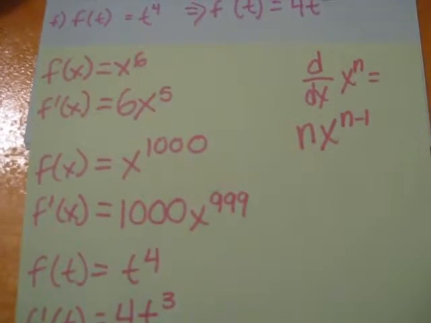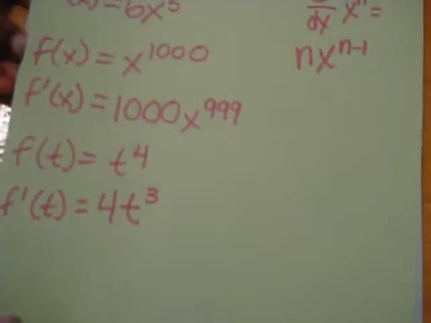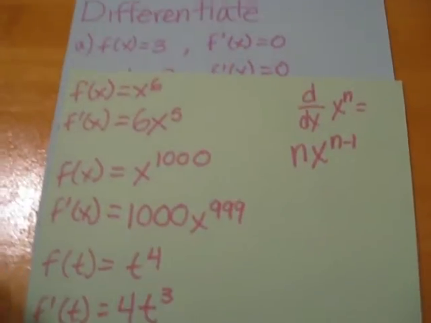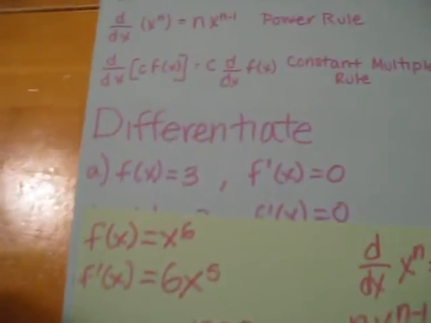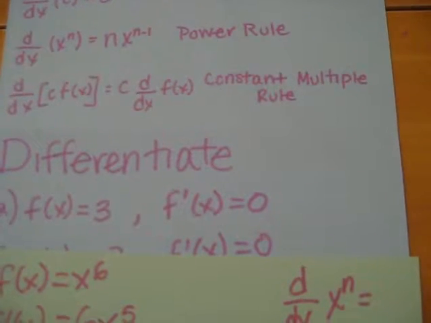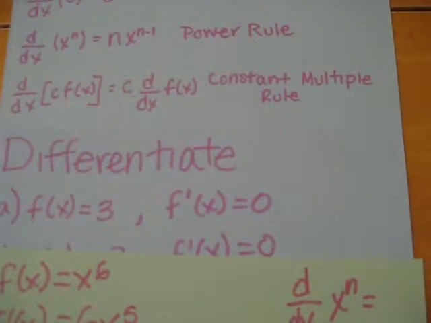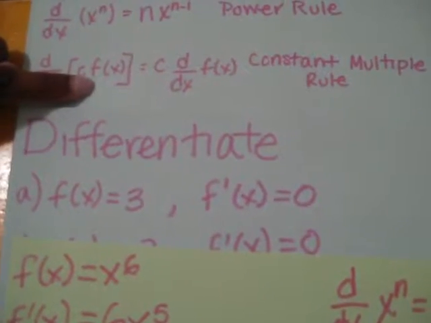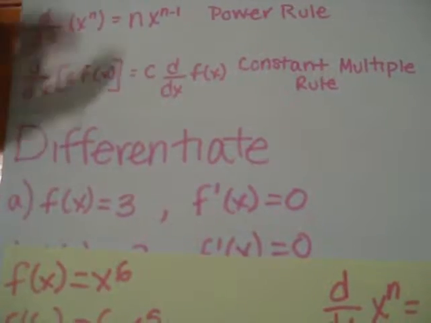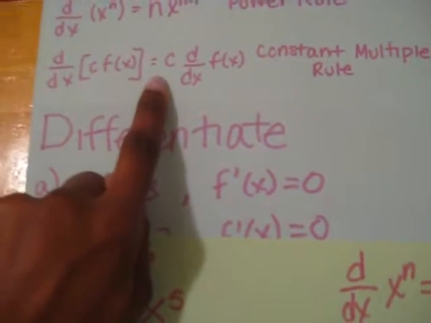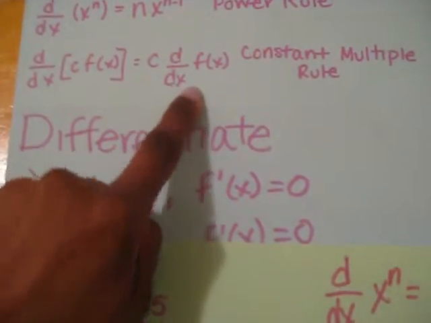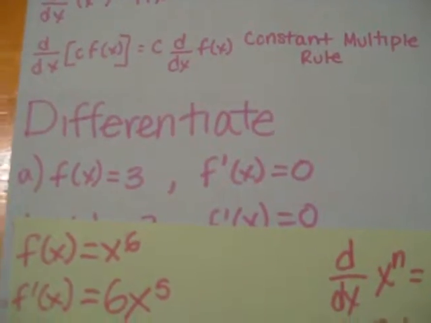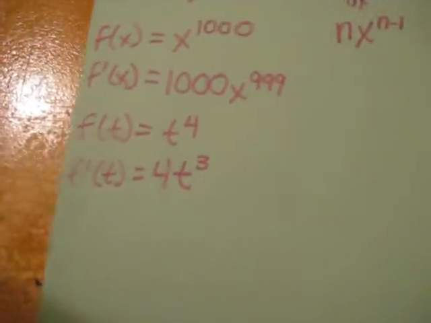Now for a different rule. For the next set of questions, we're going to use the constant multiple rule, stated up here. So if you have a constant times a function, you'll put aside that constant and then derive that function. So let's try one.